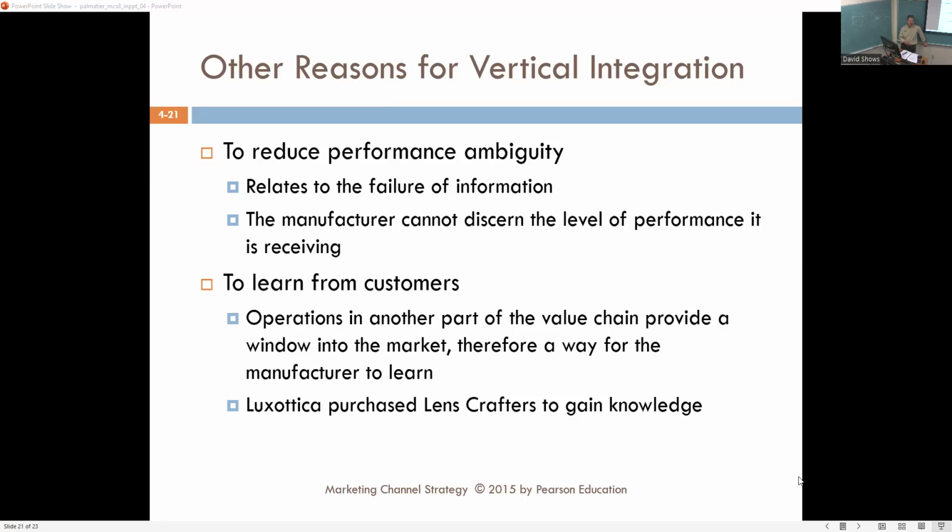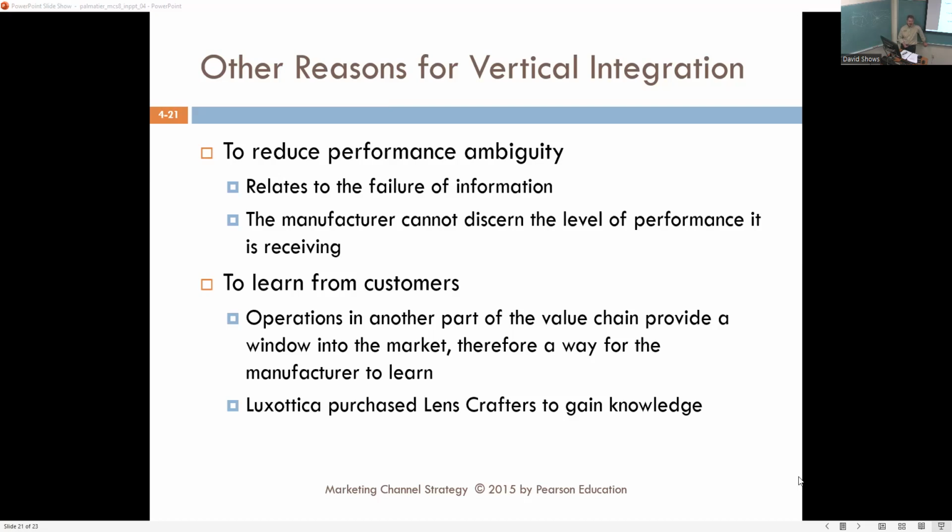And so performance ambiguity is the failure of information to trickle down to the point where a manufacturer cannot discern the level of performance they're receiving. They don't know if they're doing well or not. That causes corporations to vertically integrate.